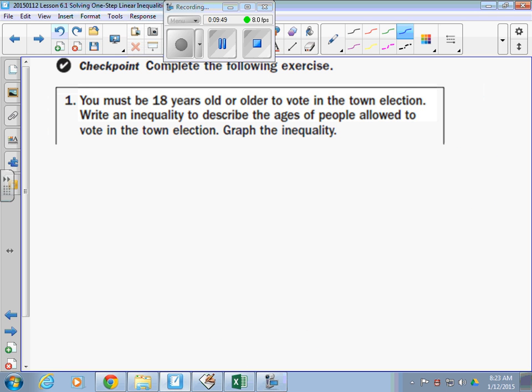Okay, here's number 1 on your checkpoint. It says you must be 17 years old or older to vote in the town election. Write an inequality to describe the ages of people allowed to vote in the town election, and then graph the inequality. Okay, so we know it's going to be X and we know it's going to be 18. We just have to fill in something to represent what's going on. 18 or older, that's what it says.